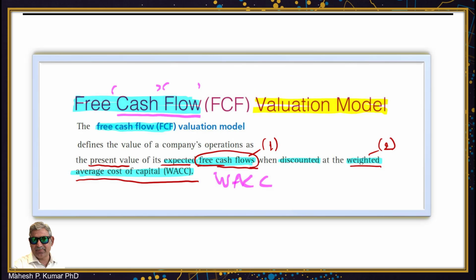So the concept here is that we are doing free cash flow valuation and we are using a cash flow valuation model. So we will find the present value of all the free cash flows or expected cash flows, and we will discount these cash flows at the weighted average cost of capital. When we have the free cash flow to the firm number available, it is discounted at the weighted average cost of capital. And when we have the free cash flow to equity number available, then we will be discounting it at the required return on equity.